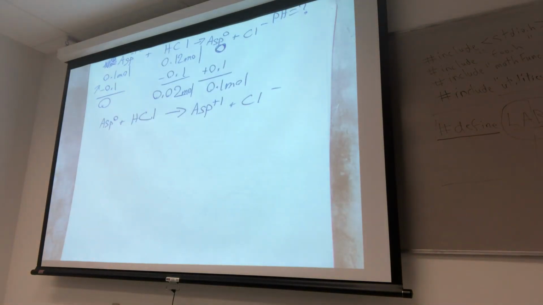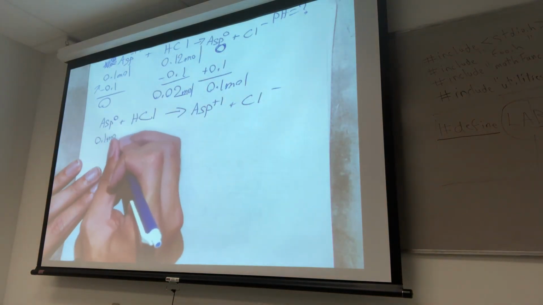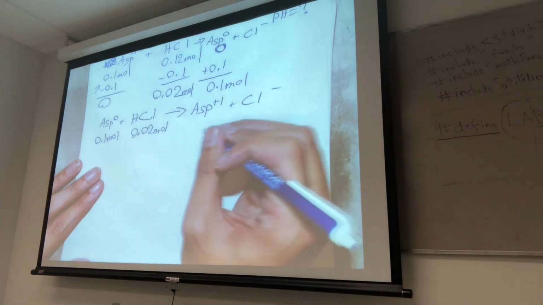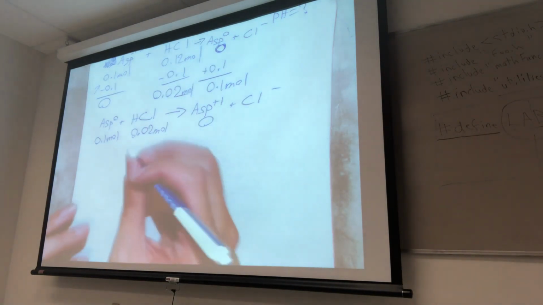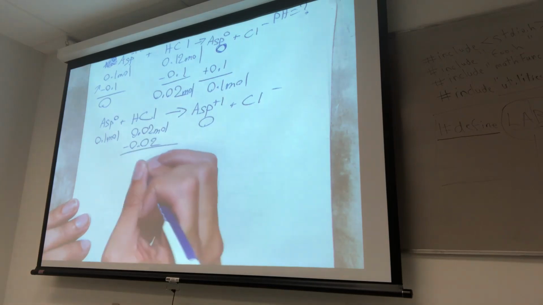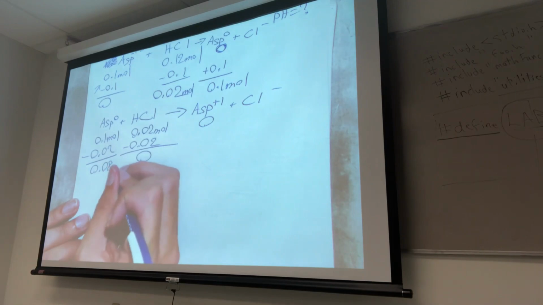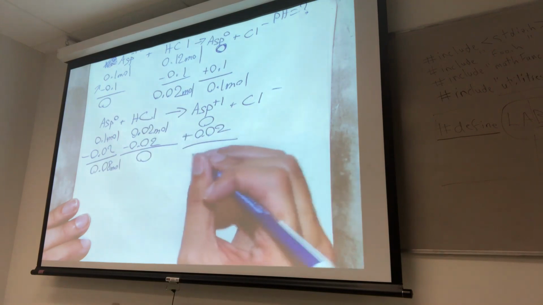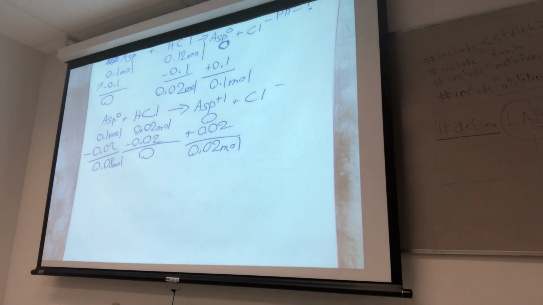That chlorine doesn't matter. Let's fill in the numbers. We ended up having 0.1 moles of Asp0, and we ended up having 0.02 moles of HCl. Stoichiometry: HCl is our limiting reactant because we have less of it. We subtract that amount, and we add that amount to our products. Now am I allowed to use Henderson-Hasselbalch? Yes, because we have run out of HCl.